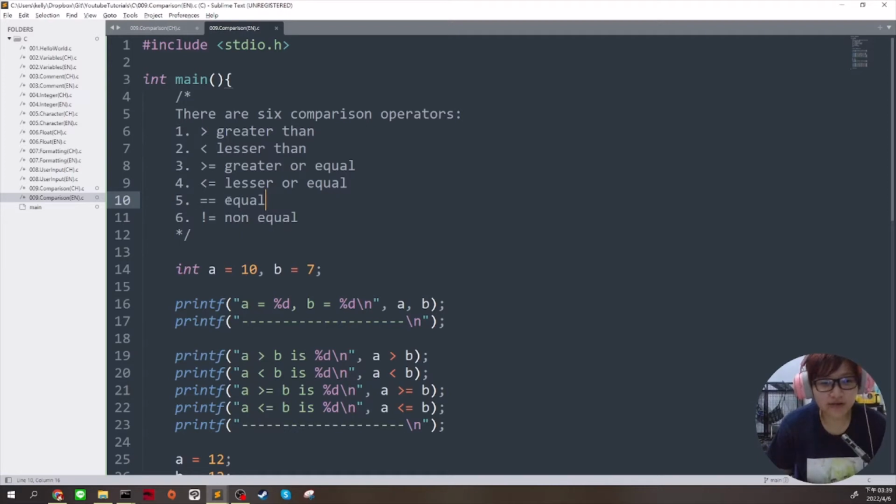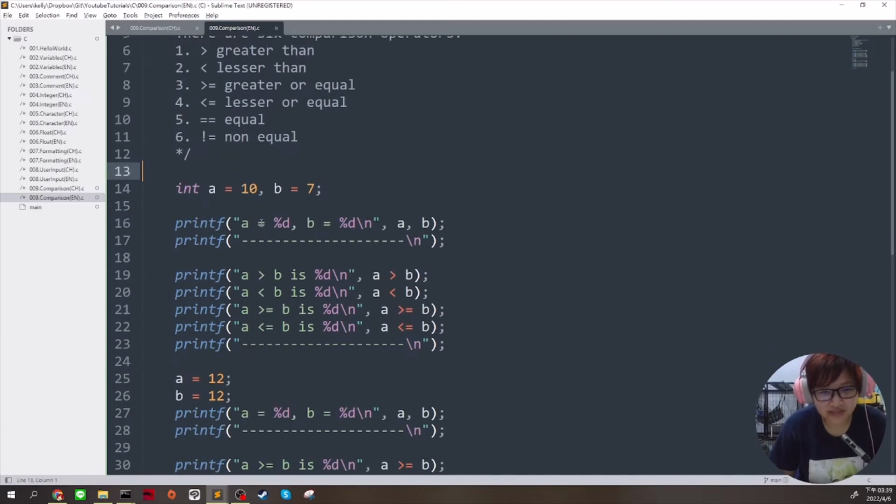And then you have equal, so you need non-equal. How do you represent non-equal? Just replace the first equal sign. Remember, just the first equal sign. You cannot replace the second equal sign. You replace the first equal sign with an exclamation mark. Oh my god, my English is so poor. The sign just looks like this.